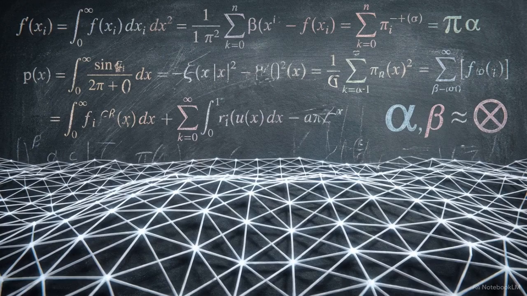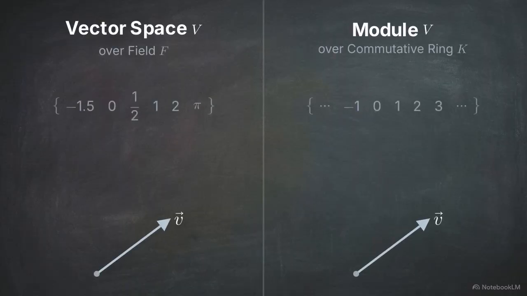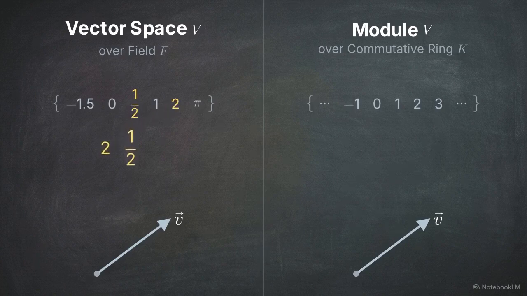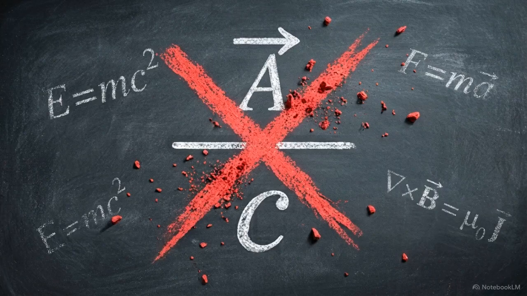We begin by generalizing the space itself. When we take a standard vector space V and replace its scalar field with a commutative ring with identity, K, we create a module. Unlike a field, a commutative ring, such as the set of integers, does not guarantee a multiplicative inverse for every non-zero element. This shift removes the ability to reliably divide by scalars, fundamentally changing how we handle equations.